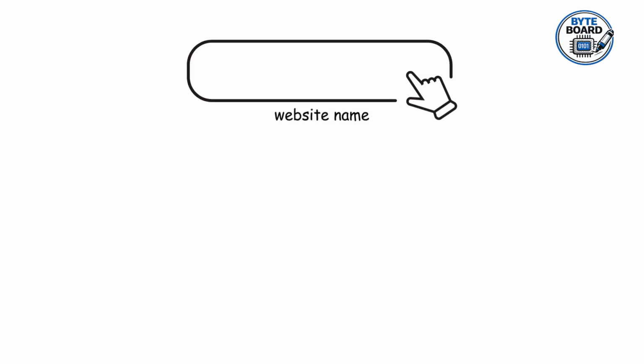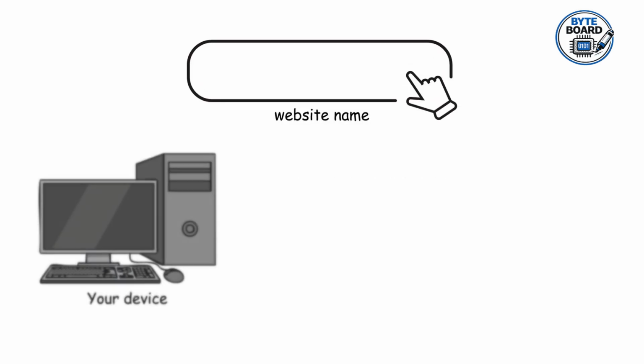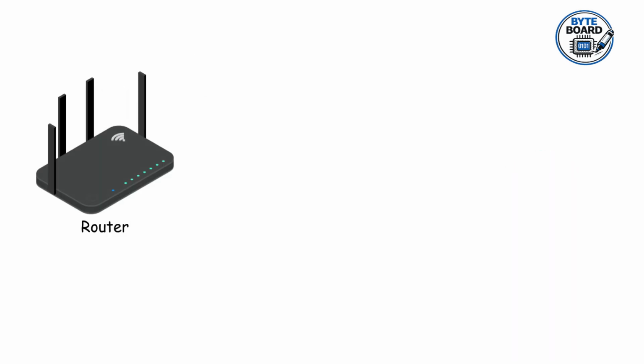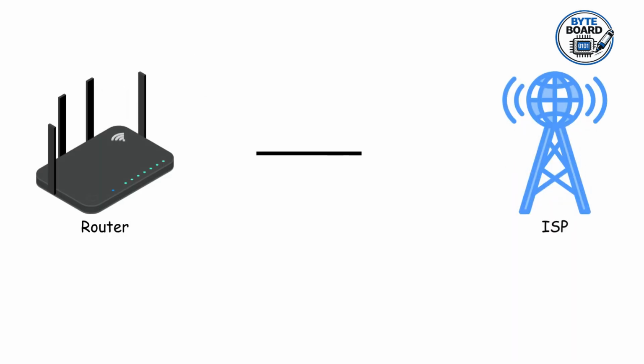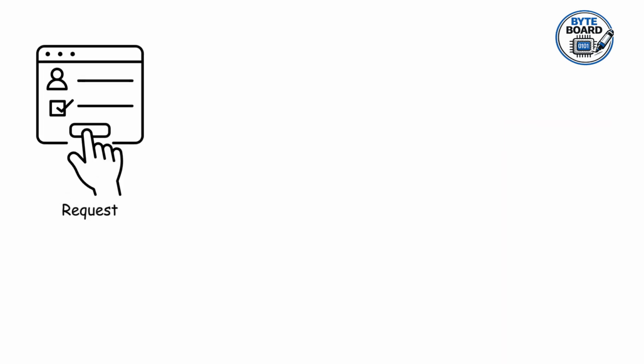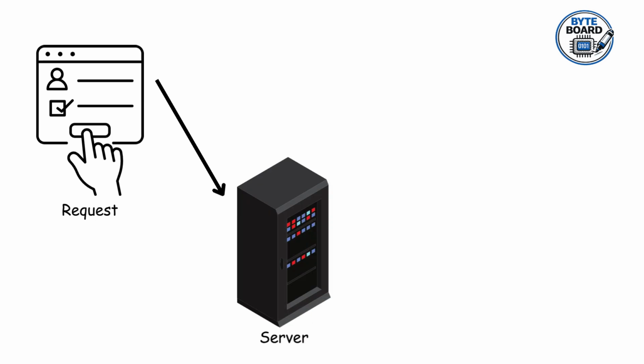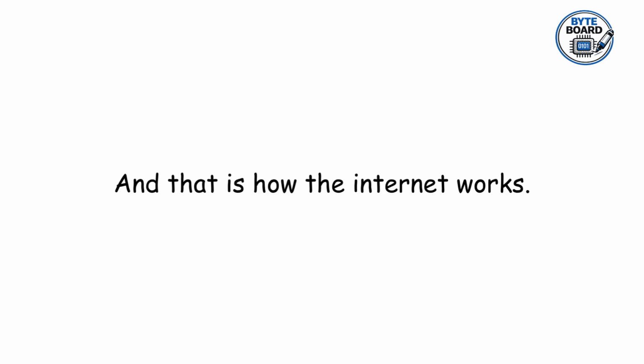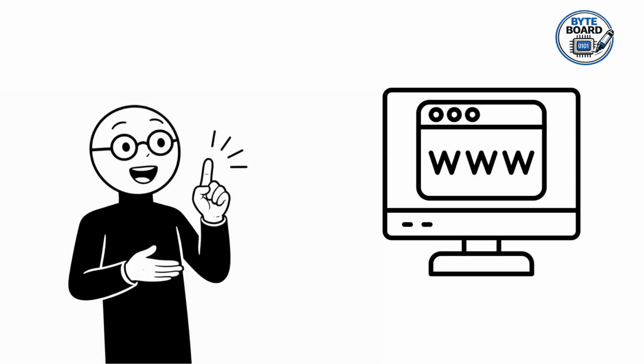So let's quickly recap. First, you type a website name. Second, your device sends the request to the router. Third, the router sends it to your internet provider. Fourth, DNS finds the website's IP address. Fifth, the request reaches the server. Finally, the server sends the website data back to your browser. And that is how the internet works. Now you know what really happens when you open a website.